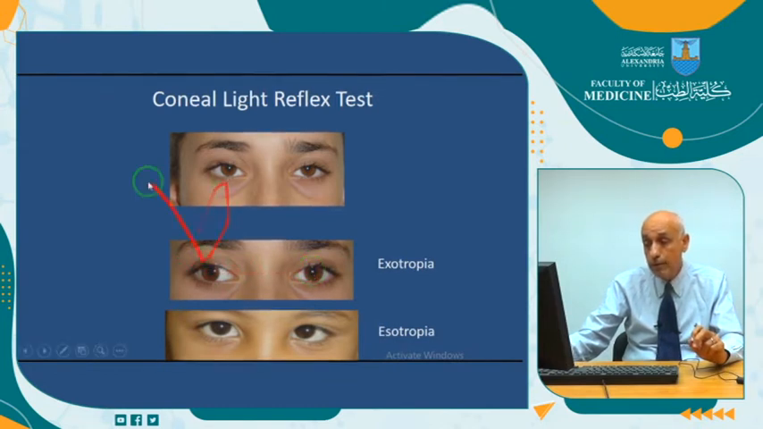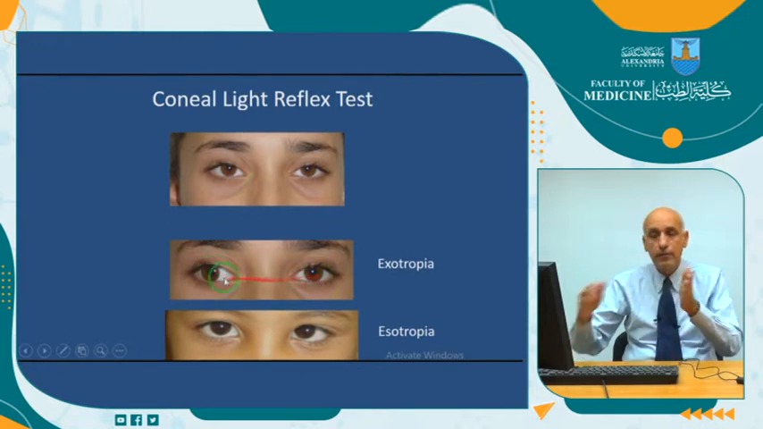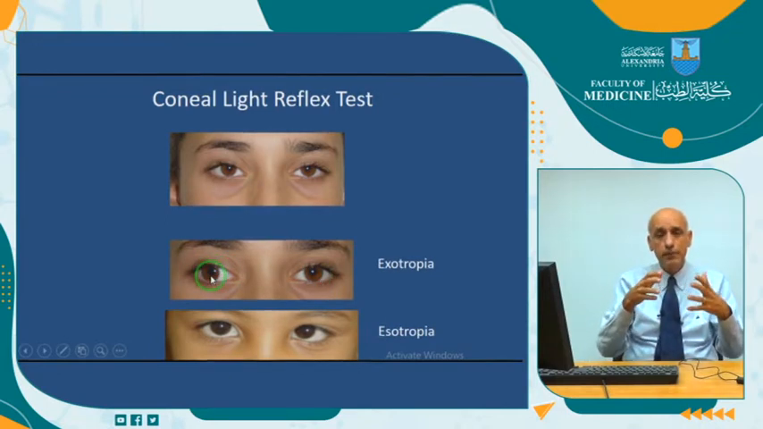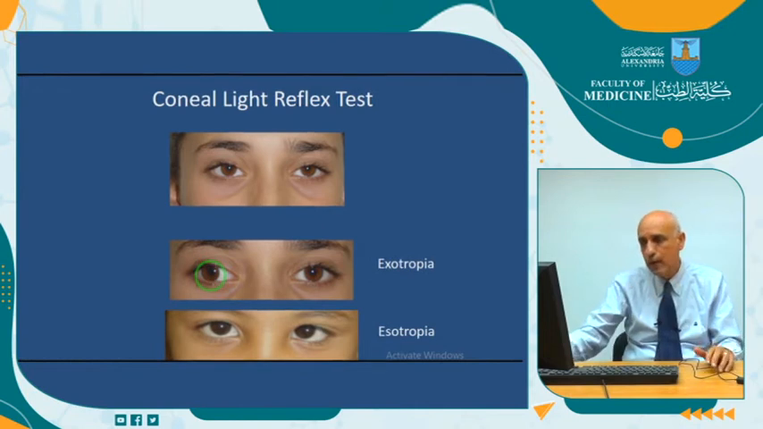in this one we find that the light reflex should be here, but the light reflex here is at the edge of the pupil. That means this eye is deviated outward. We call this deviation outward exotropia.